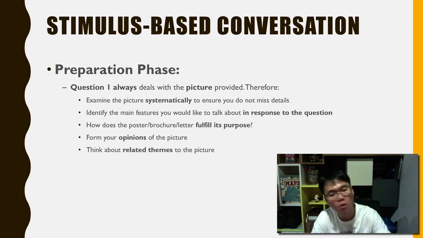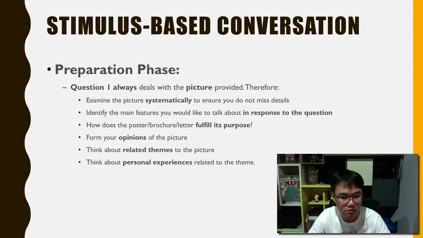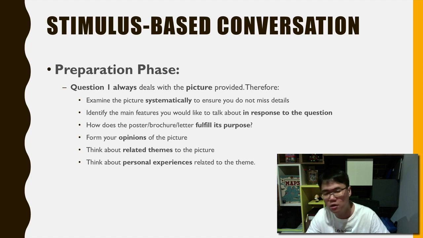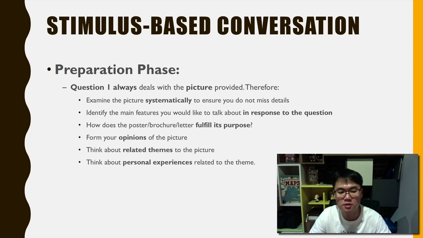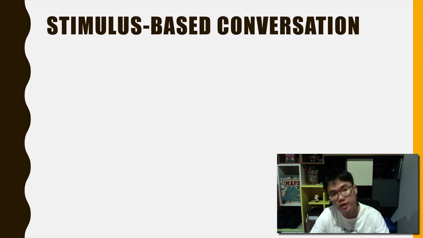Then think about all the other related themes to this picture that you might want to talk about. And if you are able, link some of your own personal experiences. For example, if we're talking about cereal, you might want to share about some of your favorite cereals and why you like these cereals, and maybe the toys that you look forward to finding buried in the cereal. So these are some of the pointers from your own experience that would be very useful in the conversation. So think about them, alright?